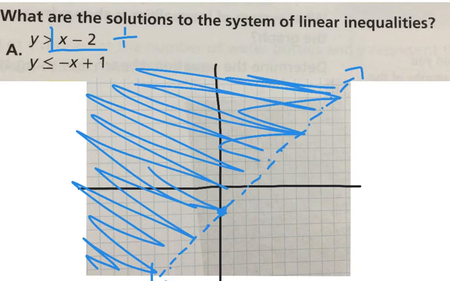All right. Obviously, when you shade it, don't make it so dark you can't see through it, because you're going to have to graph another line there. Right? So shade it in a way that you can still see the coordinate plane.